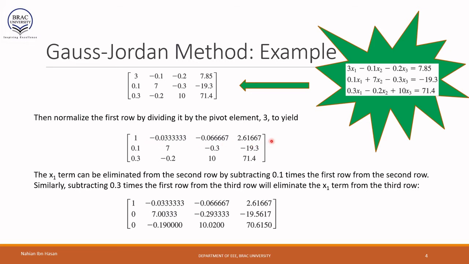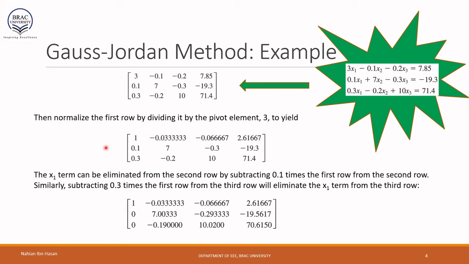So the first row will be changed, and then we subtract it from the second row. As a result, we will see that the first two elements will be the same. Due to the subtraction, the second element will become 0. And this is the result of the subtraction.